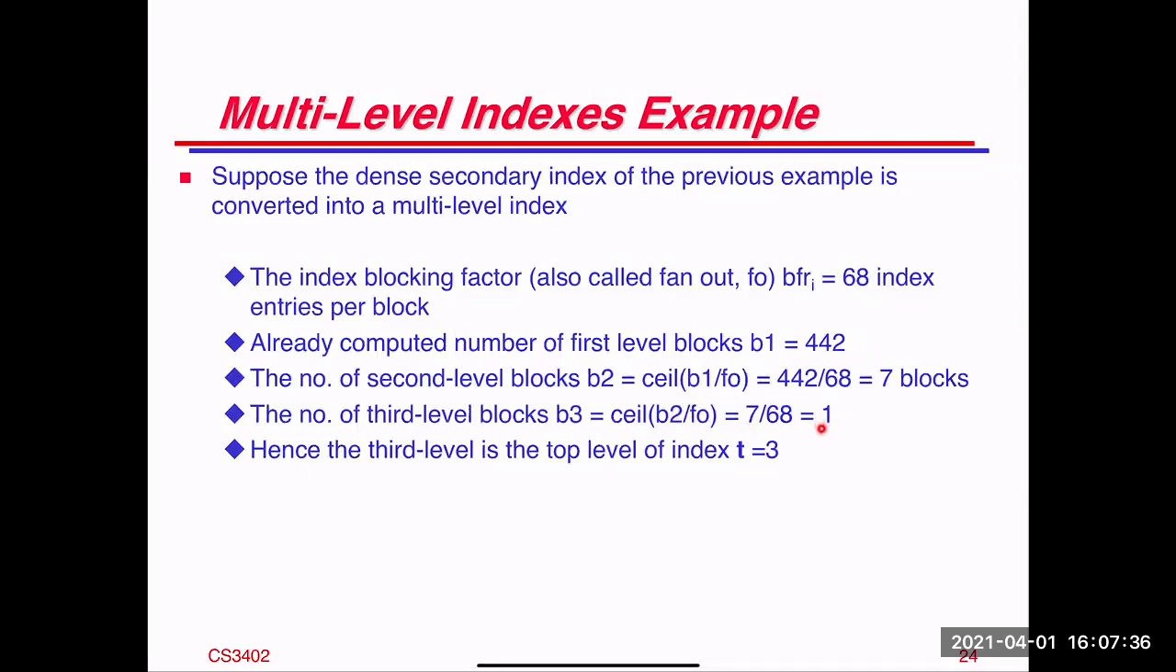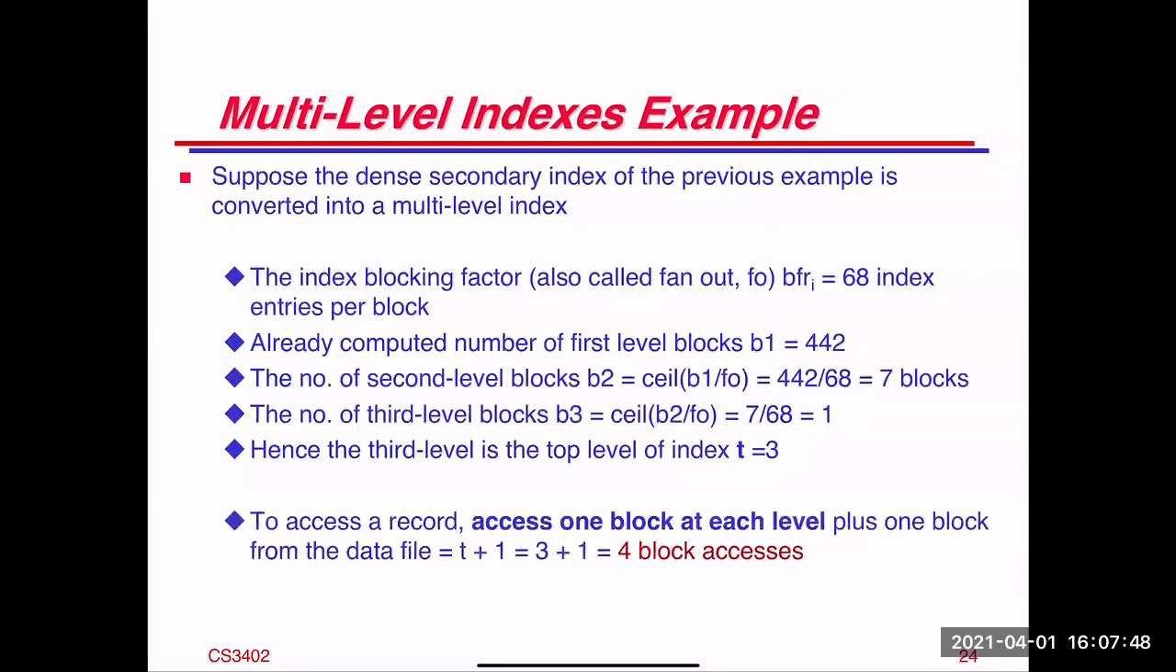And that is 1. All right, and this is the point where we stop, because now on this third level, we can fit all the index entries into a single disk block. And so we have 3 levels in total. And to access any record, we just need to start at the root of this tree that we just built, right? We start at the third level, which is the root, and then we go down. And we need to access 1 block per level.